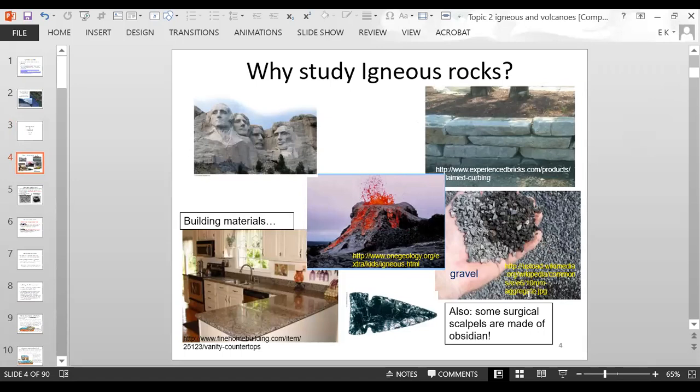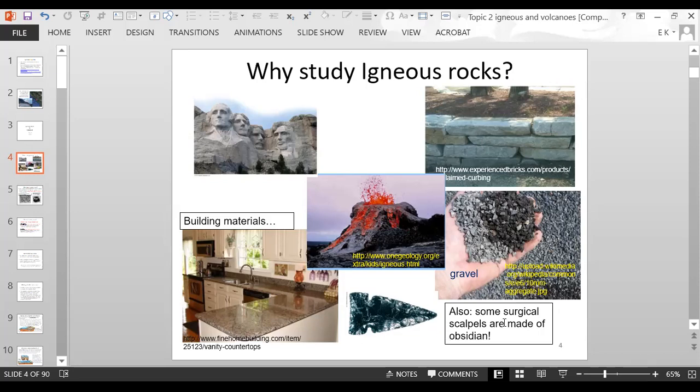You have here some gravel made of igneous rocks. Igneous rocks are very hard in most cases. They're very hard. So they make good construction materials like this retaining wall here, or like I said, the gravel. Or here is a countertop made of igneous rocks. Here is an arrowhead made of an igneous rock called obsidian.